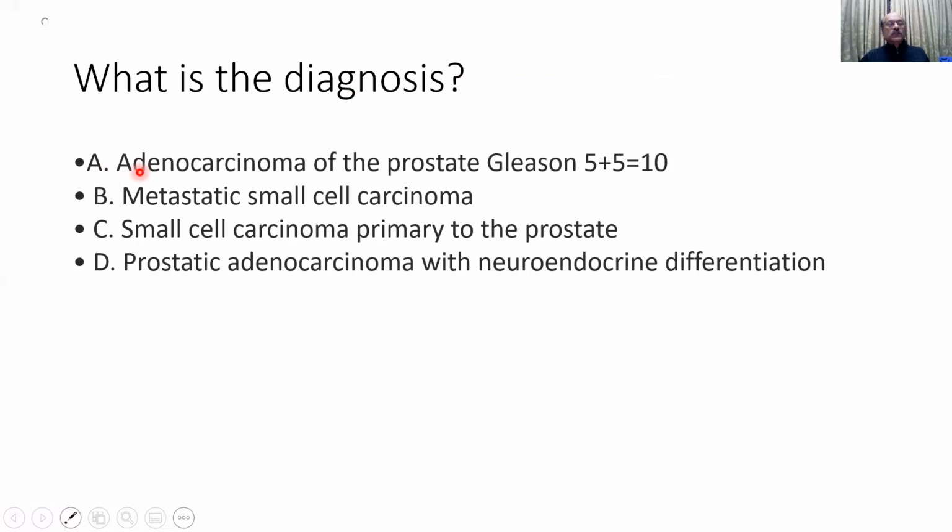So here the choices are adenocarcinoma of the prostate, Gleason 5+5, metastatic small cell carcinoma, primary small cell carcinoma of the prostate, and prostatic adenocarcinoma with neuroendocrine differentiation. So these are the choices, and we'll have to now decide what it is. Actually, it is small cell carcinoma primary to the prostate.